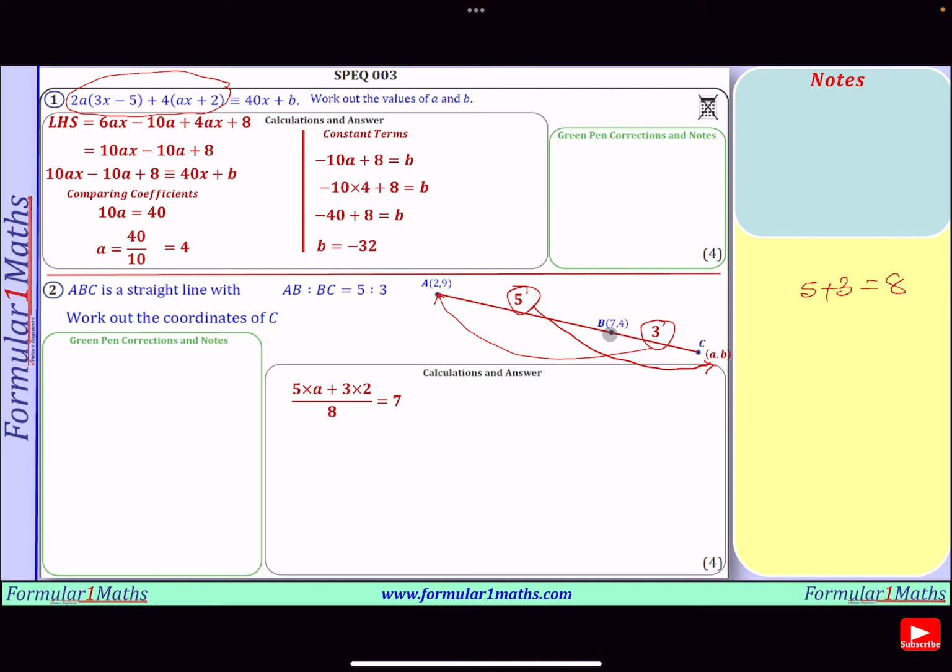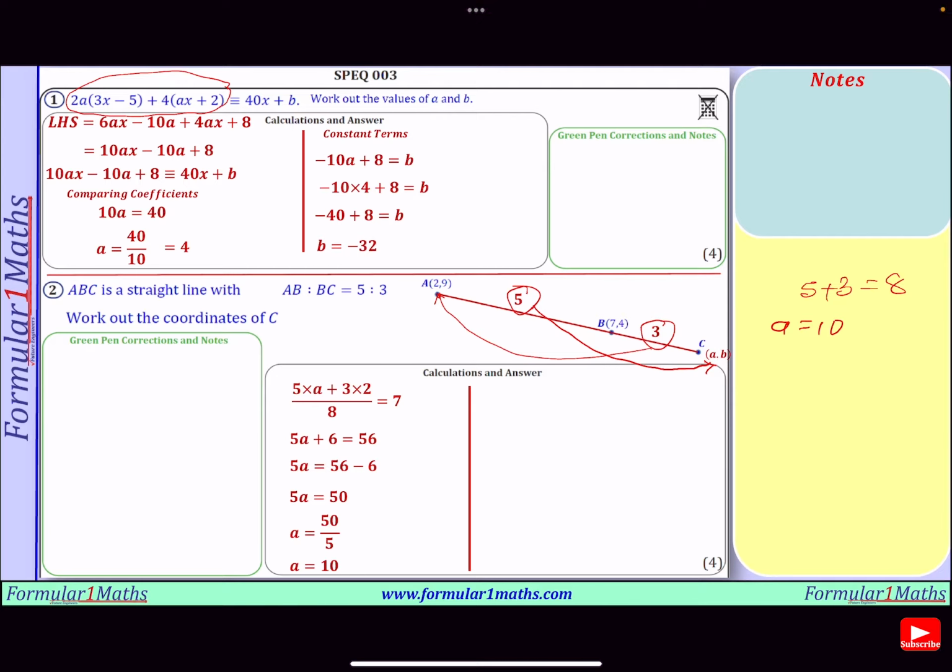And so if I take 8 to the side, I'm going to get 5a plus 6 is equal to 56. Then I'll get 5a is equal to 56 minus 6. And then a will be equal to 50 divided by 5, which is equal to 10. So a is equal to 10. I'll do the same process with the y coordinate.